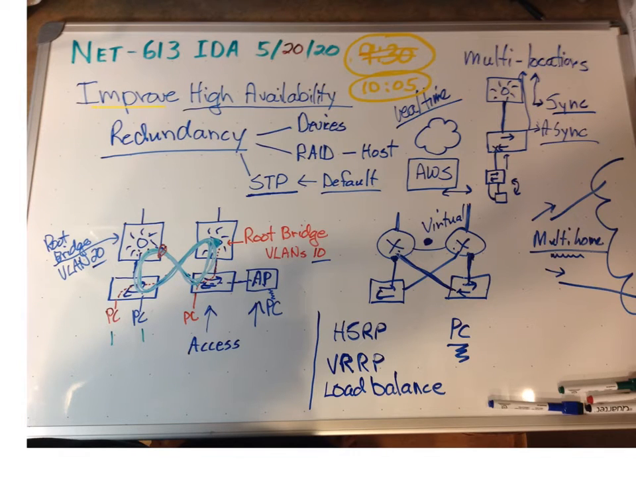How do we improve high availability? We can use redundancy within devices. We talked about RAID in terms of hard drives, holding information so that if one drive fails, you don't lose anything.